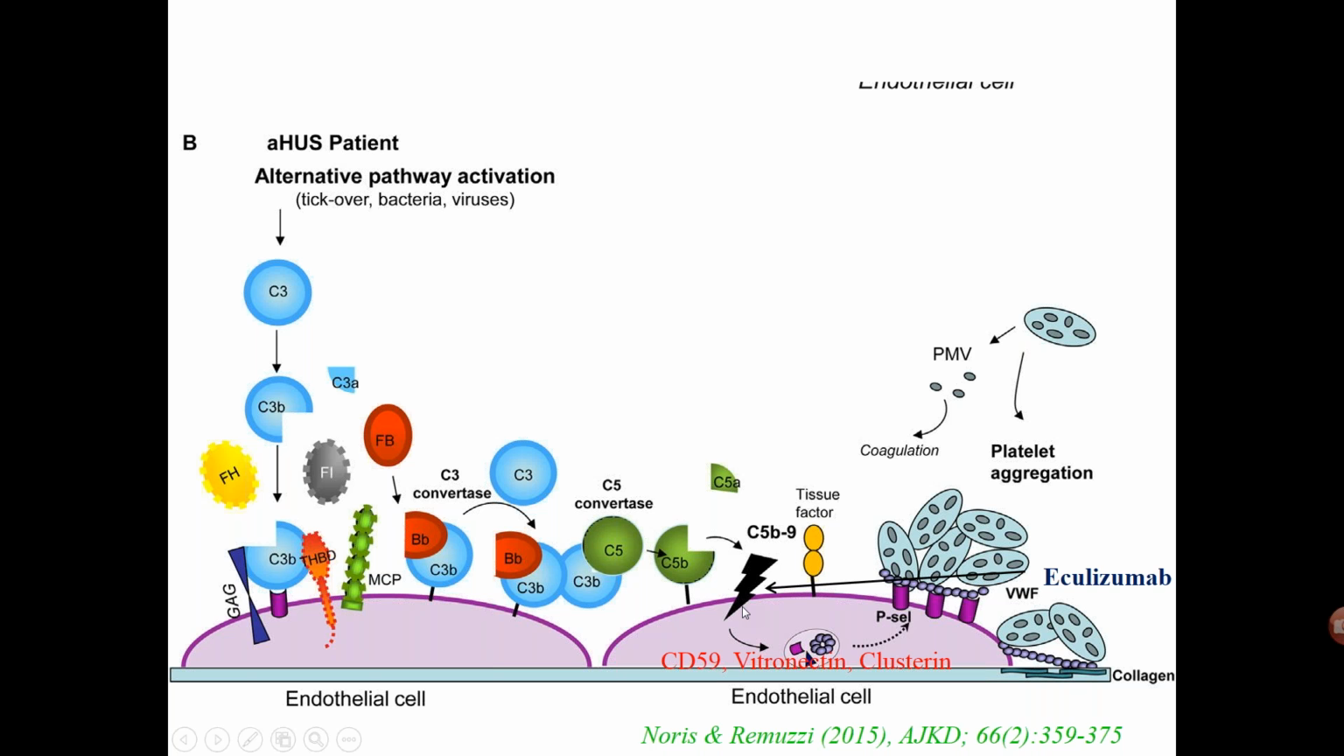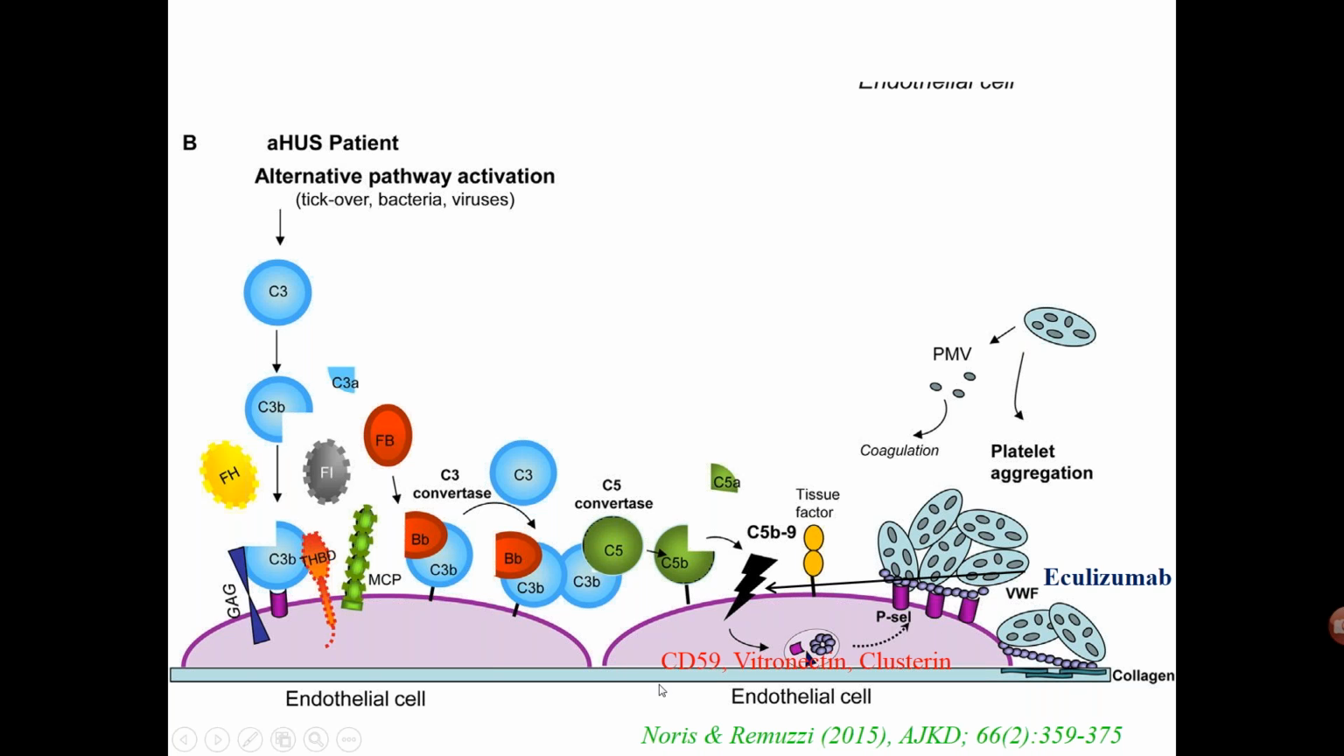In the absence or inability of CFH, CFI or membrane cofactor protein to act, this is what happens. You have unlimited activity of the C3 convertases, action on C5, conversion to C5b, C5b to C9, the membrane attack complex. The endothelial cell membrane is destroyed. It leads to the liberation of large von Willebrand factor multimers, which are released from the Weibel-Palade bodies.